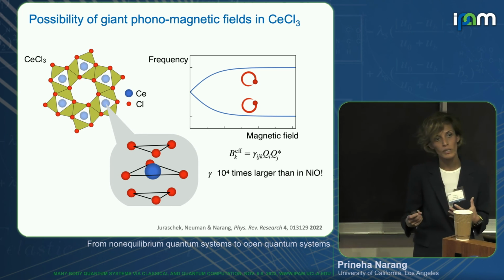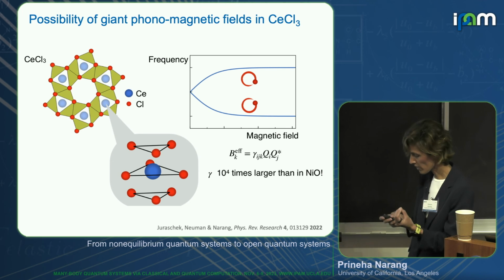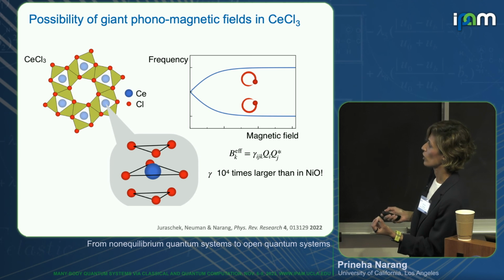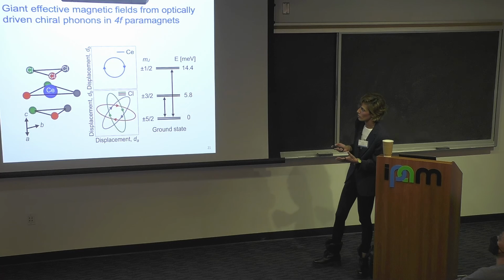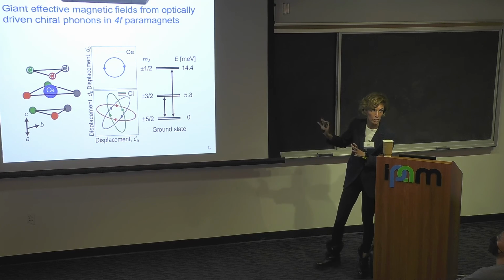And what we can do in this context is just pick the right mode in order to get a very large effective magnetic field. So for this system, we looked at the eigendisplacement. Cerium maps out the circular orbit. You get these nice elliptical orbits from chlorine. And this is what the ground state looks like. So these are all calculations done at an ab initio level.